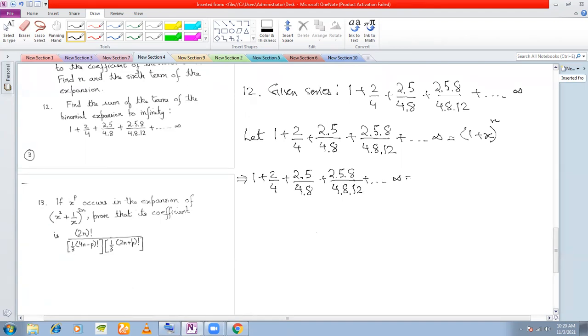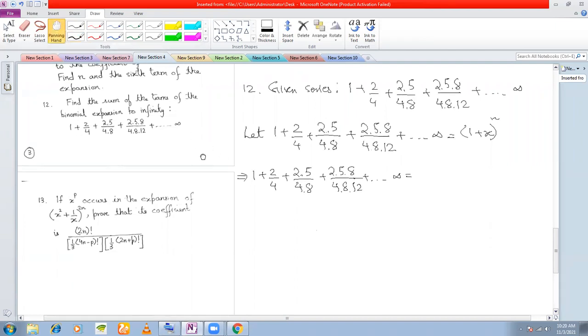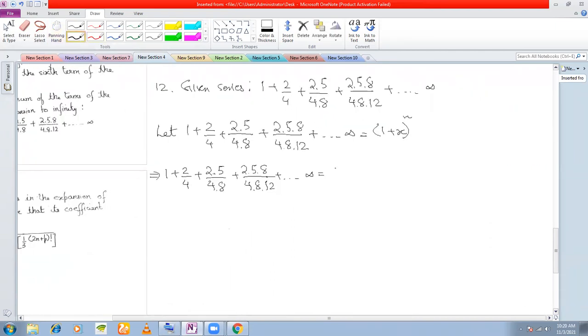up till infinity is equal to, you expand this as binomial theorem as 1 plus nx, sorry, n into n minus 1 by factorial 2 x square and up till infinity. Okay, now what you do is you equate this term and this term, and you equate this term and this term.